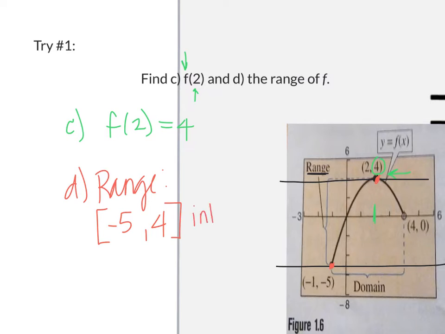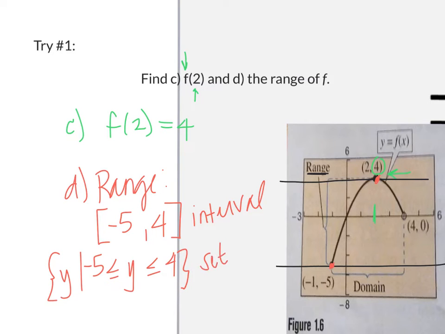Again, this is interval. If we want to use set notation, we would say y such that -5 is less than or equal to y, which is less than or equal to 4. Again, you always put your lower number first. And again, this is set notation. All right, let's keep going.